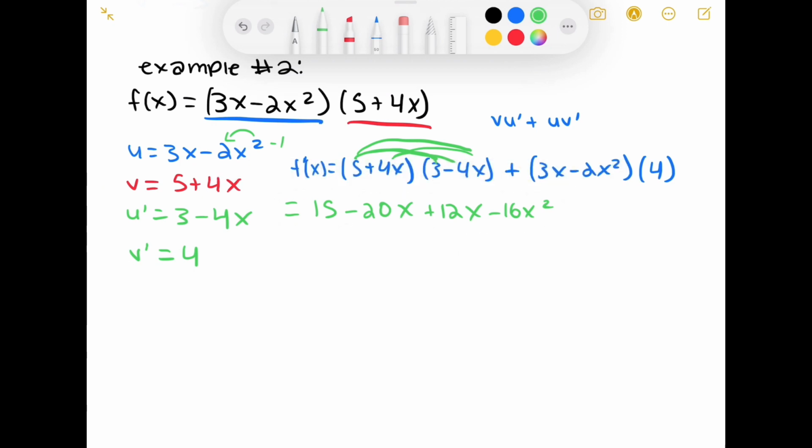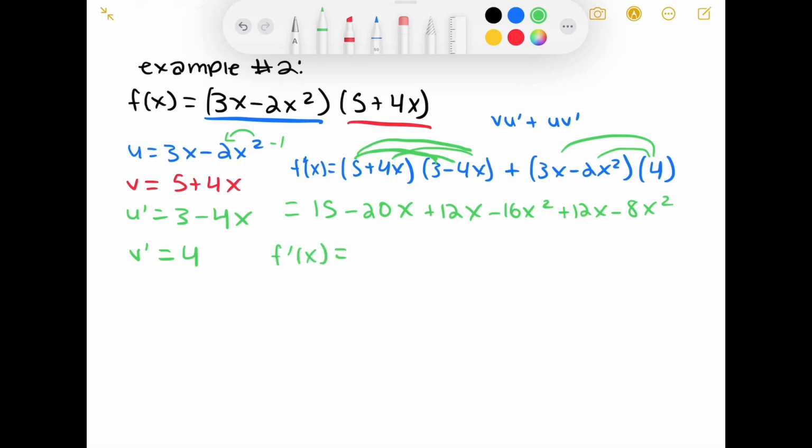4 times 3x is going to be our first thing to multiply, which is going to be 12x, and then 4 times negative 2x squared, which is negative 8x squared. And then from there, we're going to combine like terms.